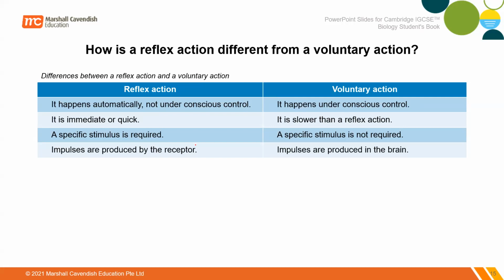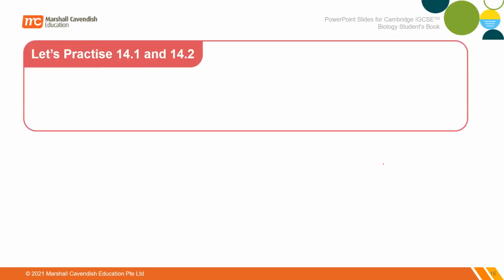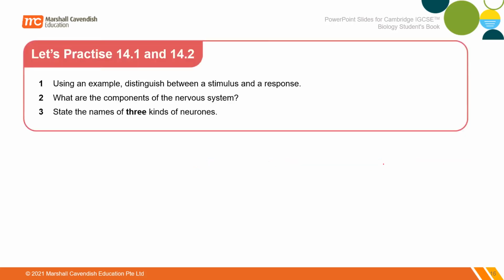In reflex action the impulses will be produced by receptors, but in voluntary action the impulses will be produced by the brain. It makes sense, because your brain will give you the order to sleep now, or to study now, or to eat now. So the impulses or the message will be produced by the brain and transmitted through the neurons. Let's try.